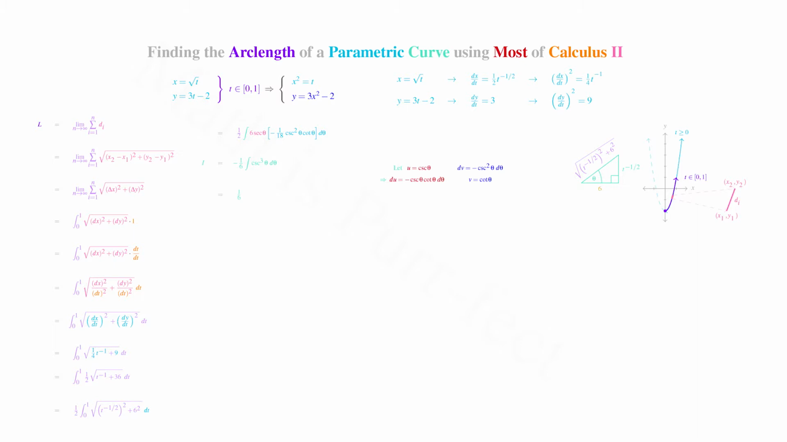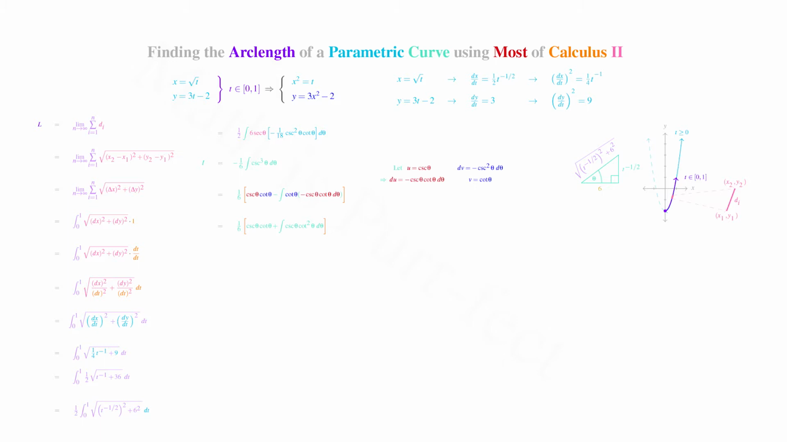Hence, I will be equal to positive 1/6, because I use the negative to define dv, times the quantity uv, or cosecant theta times cotangent theta, minus the integral of v du, or cotangent theta times the quantity negative cosecant theta cotangent theta d theta. Factoring out the negative and rearranging the second integral, we have that I is equal to 1/6 the quantity cosecant theta cotangent theta plus the integral of cosecant theta times cotangent squared theta d theta.